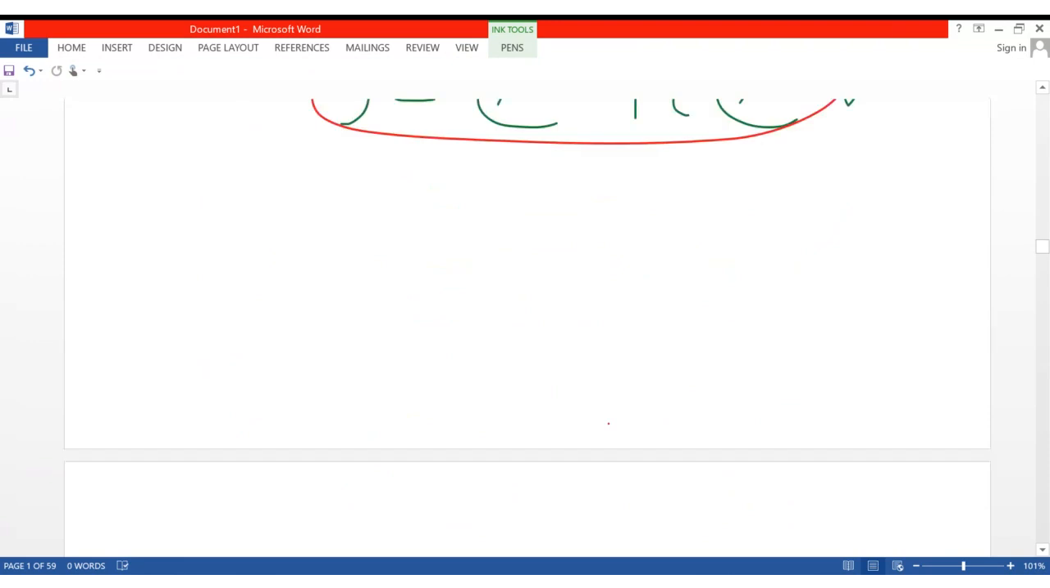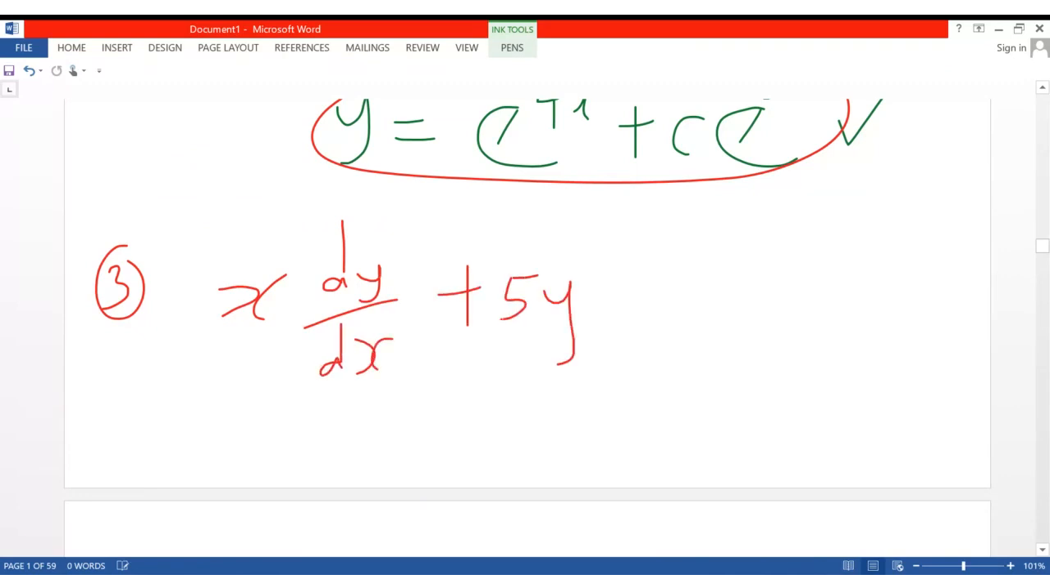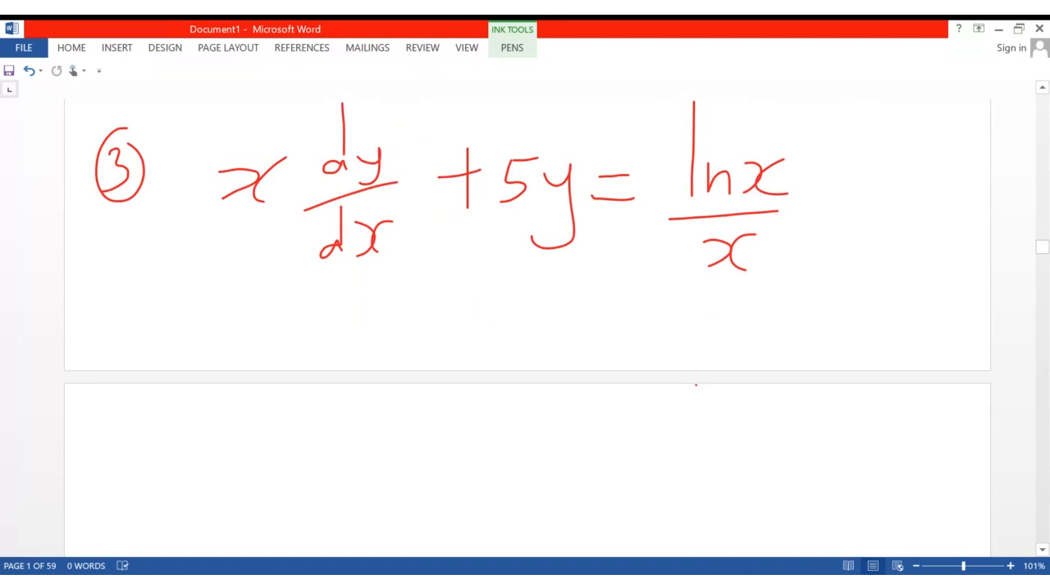Number 3: x dy dx plus 5y is equal to ln x all over x. Can you do that one? Again, you can see this equation is not of the form of this one. So we must make the coefficient of dy dx to be 1. So what do I do? I divide throughout by x.